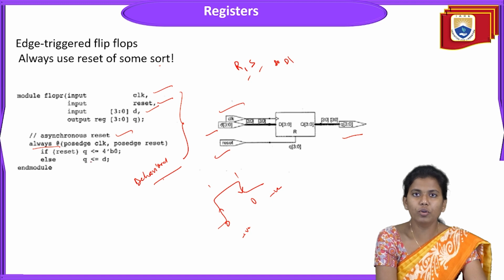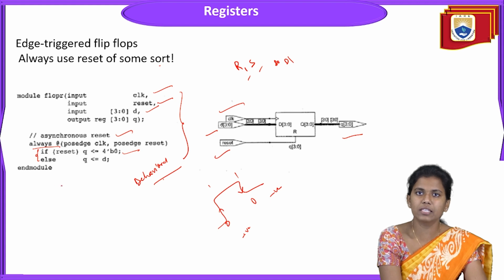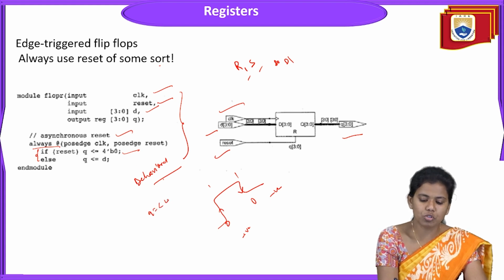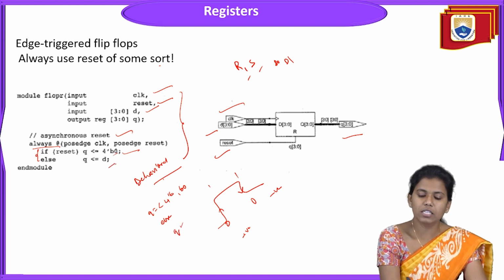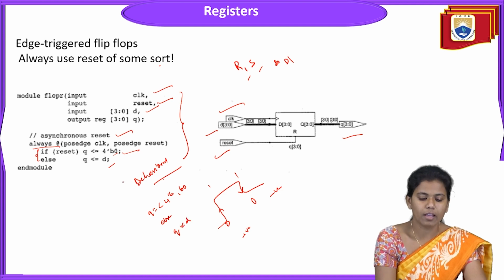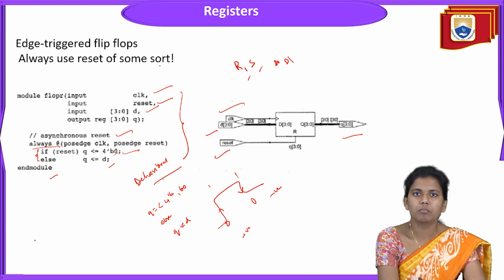If reset, Q <= 4'b0; else, here we are using the conditional operators, right? By considering the conditional operator, if reset is asserted, Q <= 4 bits of zero, otherwise my output goes normally. If not reset, else Q <= D. Then finally ending the module with endmodule.